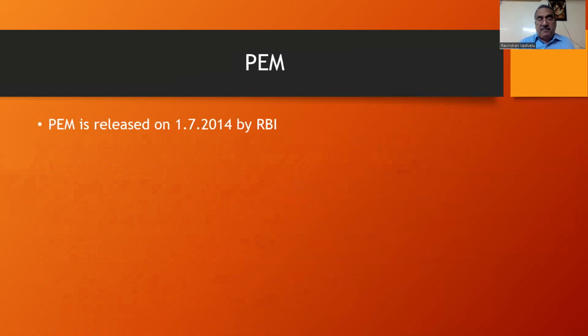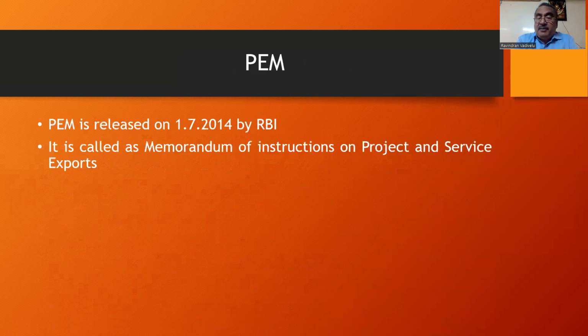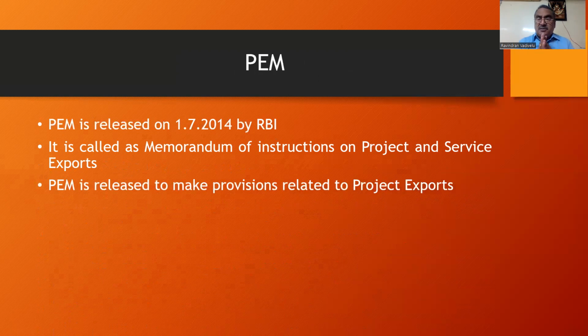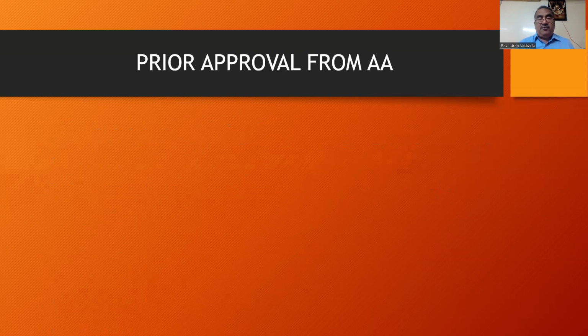Now, PEM. What is PEM? This PEM was released by RBI on 1/7/2014. It is called the Memorandum of Instruction on project and service exports. So all this is part of RBI guidelines, and export of projects and export of services should be done as per the Memorandum of Instruction. PEM is released to make provisions relating to project exports, so it is not related to project services. This is what you have to see about the PEM. This is with effect from 1/7/2014.